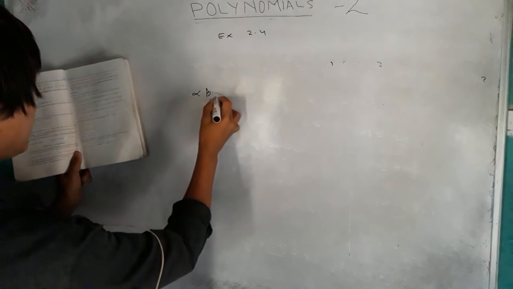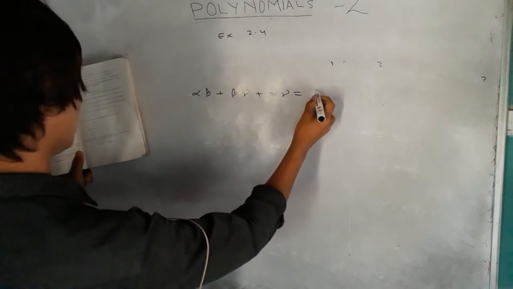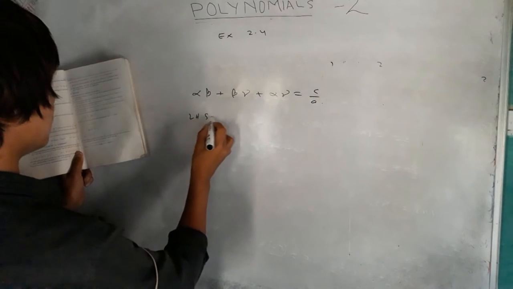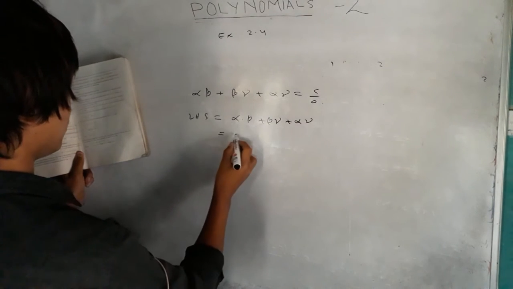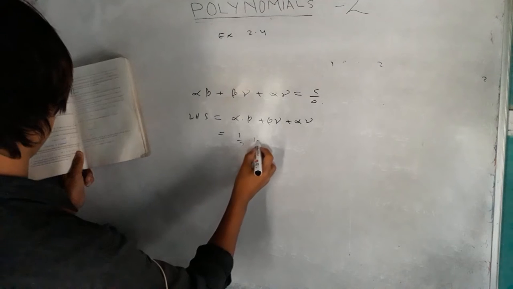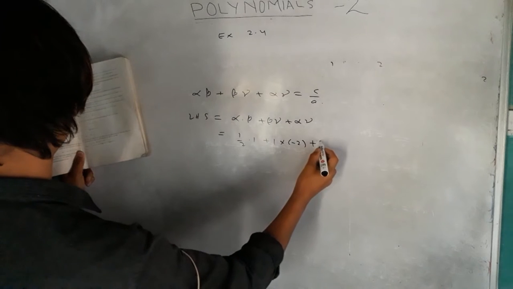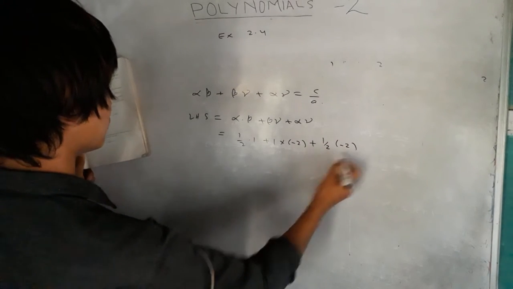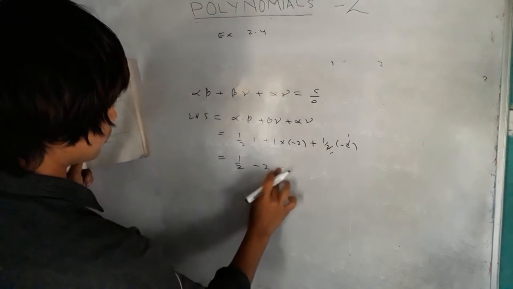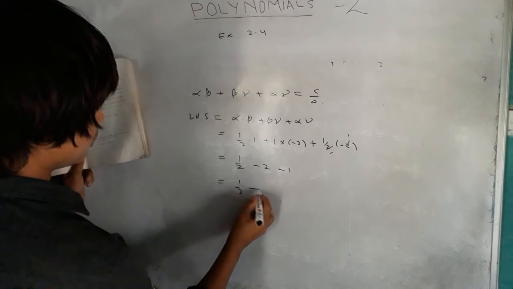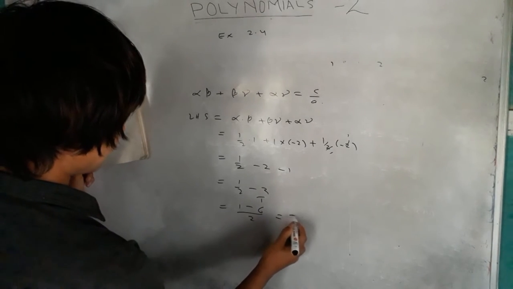Okay, alpha beta plus beta gamma plus alpha gamma equals c by a. So LHS: alpha beta plus beta gamma plus alpha gamma. What was our alpha? 1 by 2 into 1, plus 1 into minus 2, plus half into minus 2. So 1 by 2 minus 2 minus 1. So 1 by 2 minus 3, taking LCM, will be minus 5 by 2.